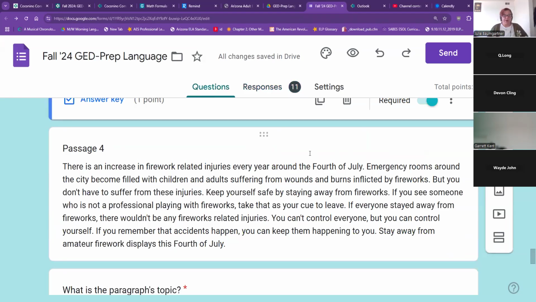There is an increase in firework related injuries every year around the 4th of July. Emergency rooms around the city become filled with children and adults suffering from wounds and burns inflicted by fireworks. But you don't have to suffer from these injuries. Keep yourself safe by staying away from fireworks. If you see someone who is not a professional playing with fireworks, take that as your cue to leave. If everyone stayed away from fireworks, there wouldn't be any firework related injuries. You can't control everyone, but you can control yourself. If you remember that accidents happen, you can keep them from happening to you.